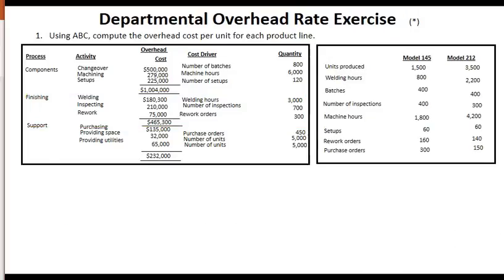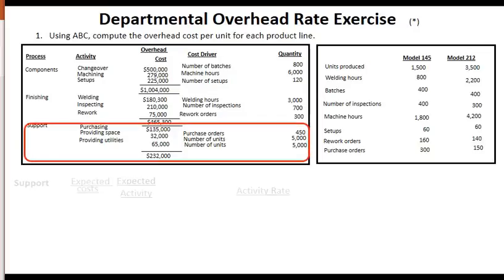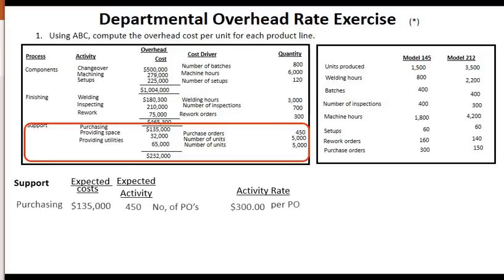Okay, the next slide we go to is the support department. In this case, again, we're going to take the individual activities within the support department divided by their cost drivers and come up with an activity rate. In the case of purchasing, the overhead cost is $135,000, and our driver is the number of purchase orders. Our expected activity is 450. So the activity rate per PO is $300.